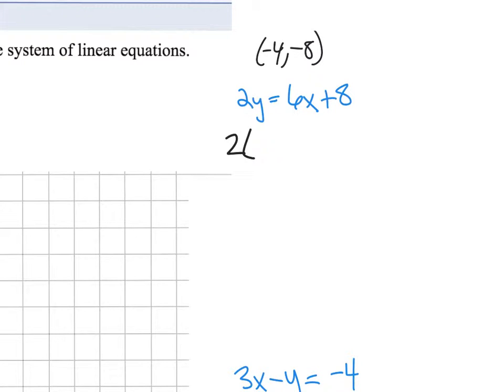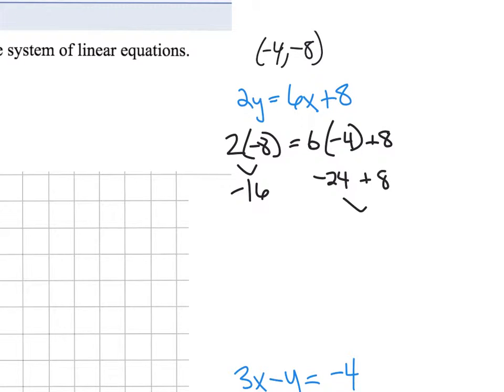2 and y is really negative 8. So that's 2 times negative 8. And this is 6 times negative 4 plus 8. So we know that the left side is negative 16. Let's see what the right side is equal to. So it's negative 24 plus 8. Hey, that's negative 16. So sure enough, that's a true statement. Woohoo! So I'm going to put a smiley face.